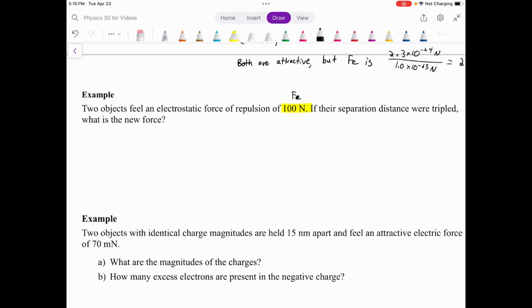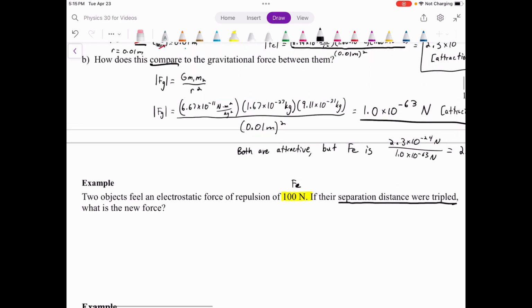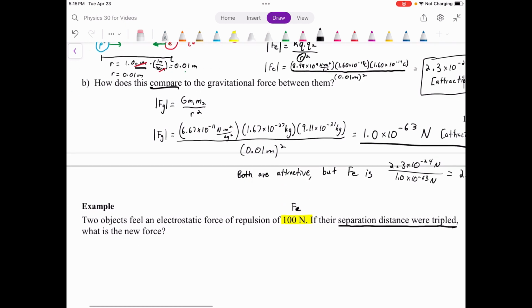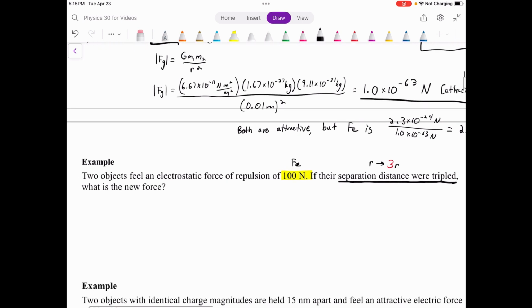If their separation distance were tripled, so we're going to move them to be 3 times further away. What variable are we changing from our equation? The r, their separation distance. We're taking r and turning it into 3 times whatever it originally was. We're turning r into 3r. And now we want to know, what is the new force?